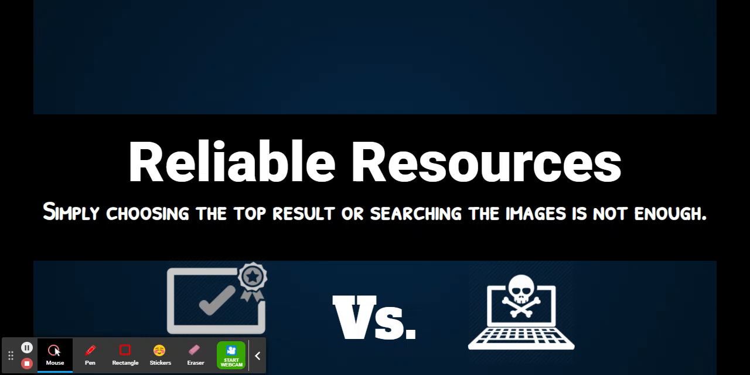Okay, it's research day, but before we start researching, we need to talk about reliable resources. So, simply choosing the top result or searching the images is not enough. We can't just type in what we want to look up in Google and then click on the first thing and write the first thing we see, because we don't know if it's reliable or something that we can trust or if it's even true.